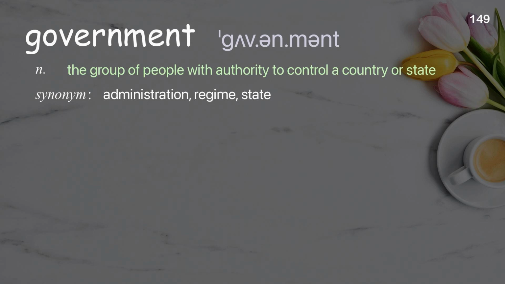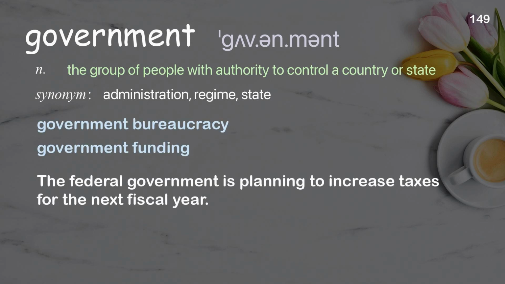Government: the group of people with authority to control a country or state. Examples: government bureaucracy, government funding. The federal government is planning to increase taxes for the next fiscal year.